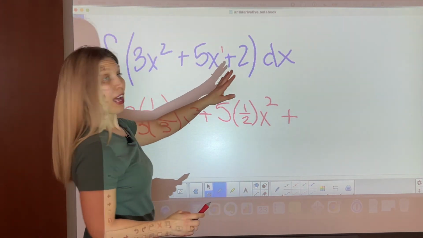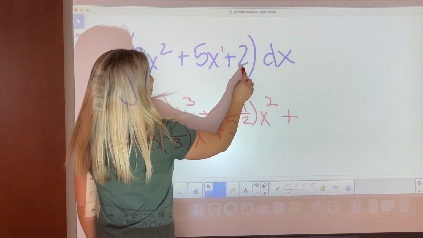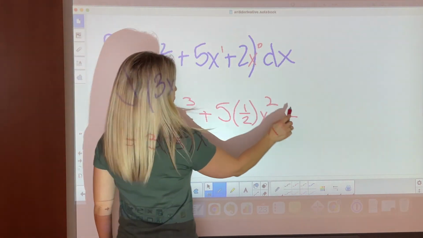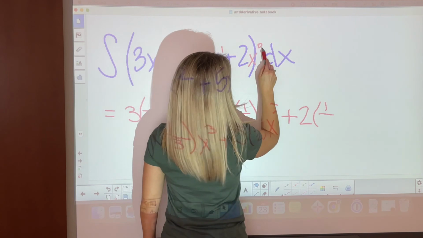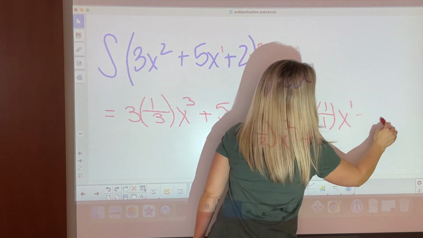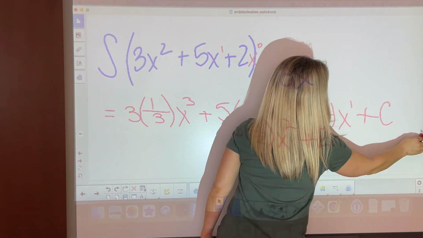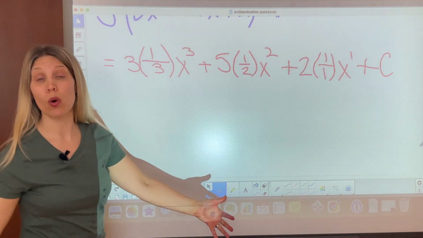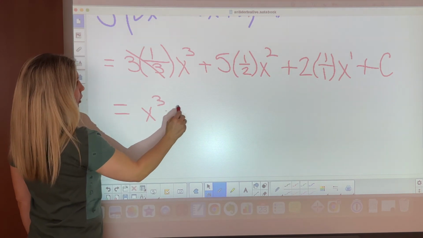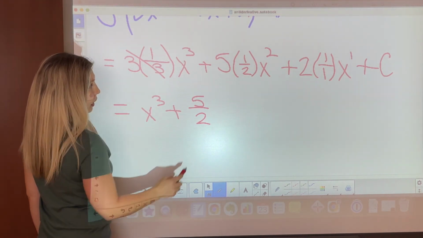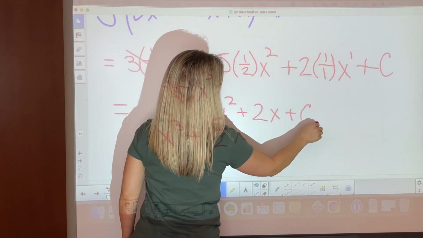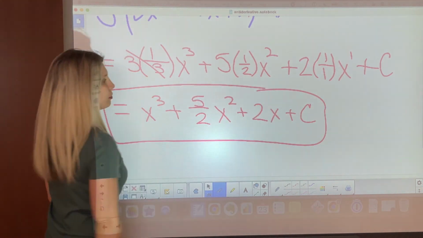Plus, now that 2 doesn't have anything. So technically that is x to the 0 power. So the 2 comes out front. 1 over, add 1 to that, 1, x to the 1st. Plus c, right? Because there could be some constant that we don't know about. So now you can go through and just simplify. Those 3 are going to cancel, x cubed, plus, make that one fraction, 5/2 x squared, plus 2x plus c. And there would be your function.